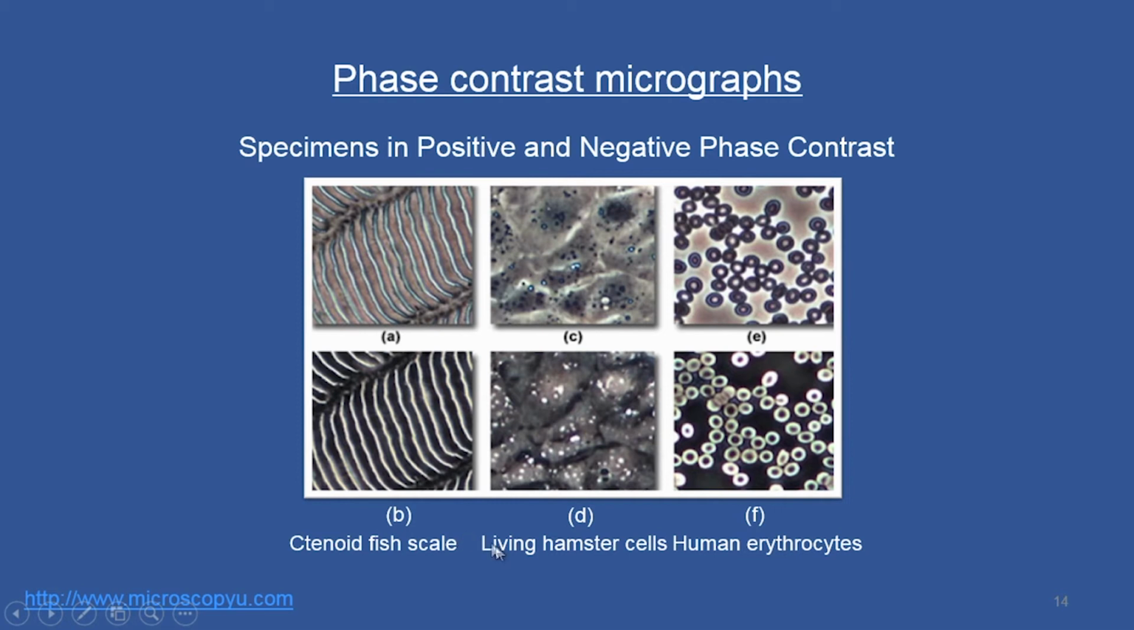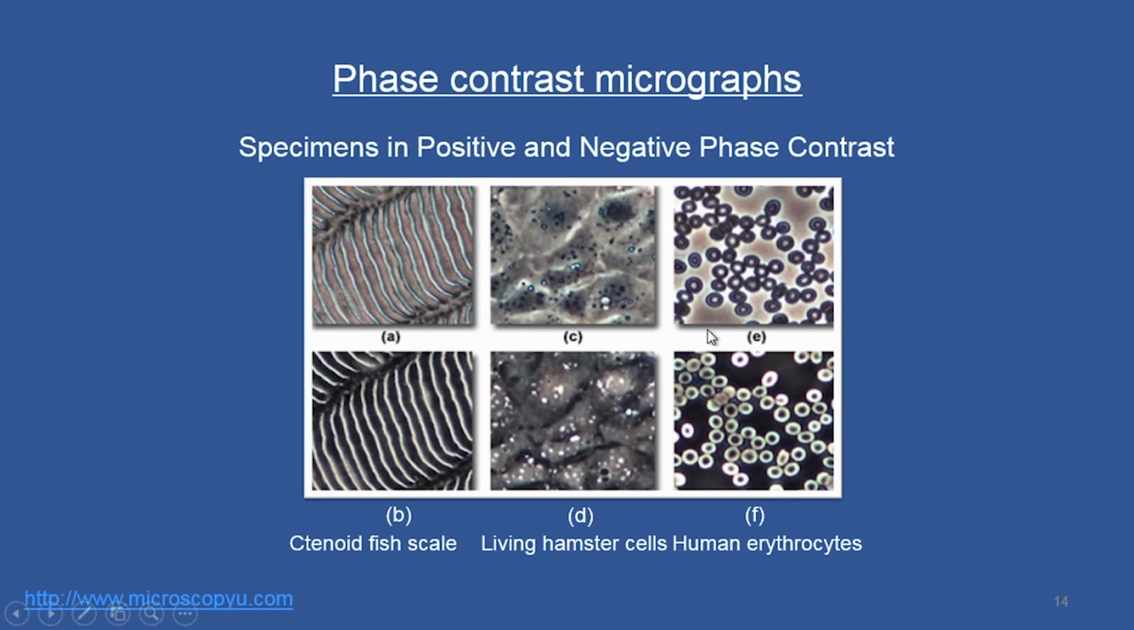And these are some examples which I have taken from the website, just to give you a flavor of what this phase contrast effect is. One is a fish scale. You can see the contrast difference, a positive and negative phase contrast, in some of the cells, and then cells related to human eyes. So, the details are not important, but I just want you to appreciate the contrast difference.